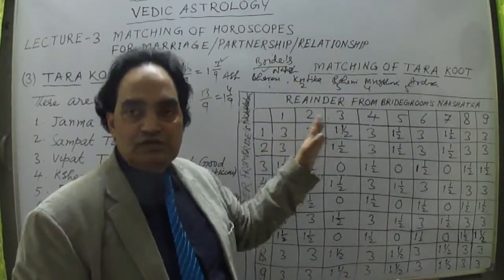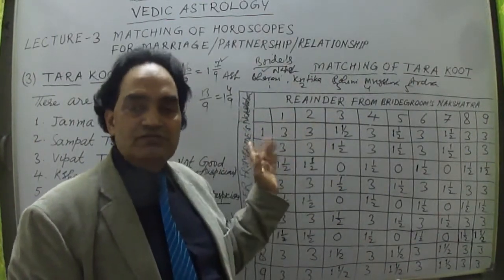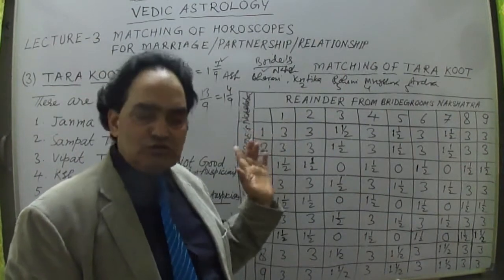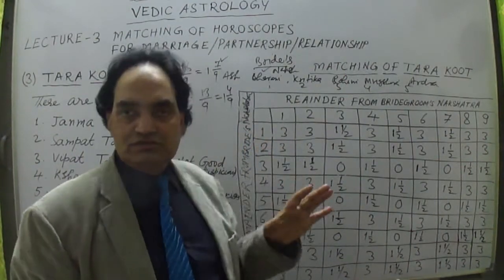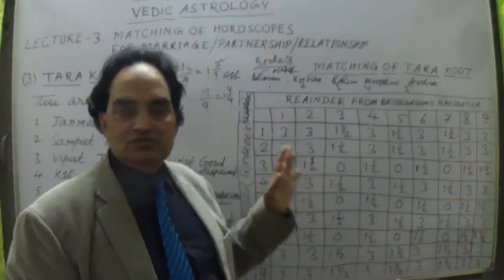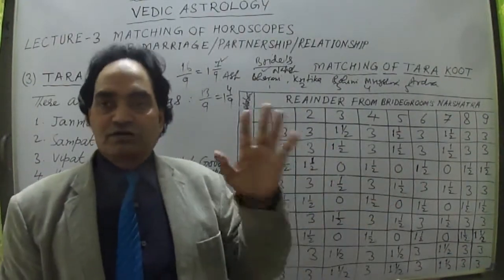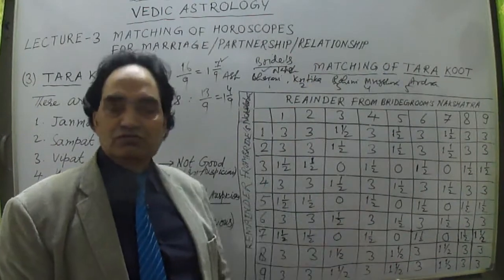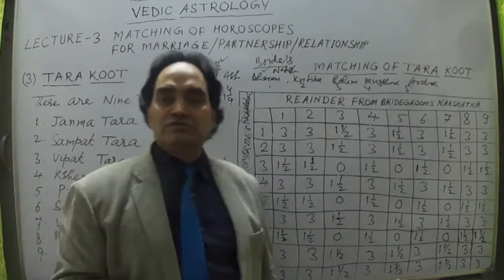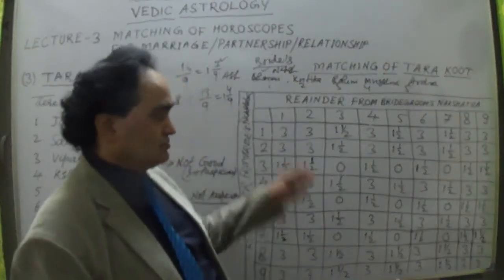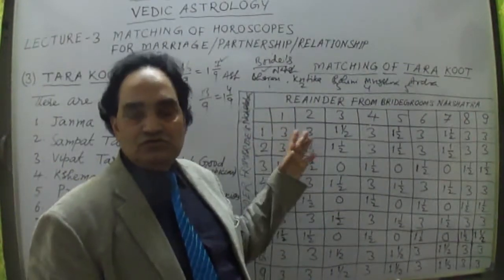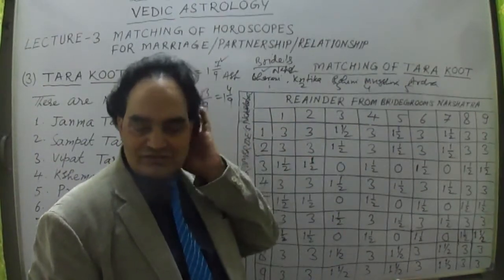1 and 3, 3 is malefic and 1 is benefic, so 1.5 marks. Both are malefic, 0 marks. Both are benefic, 3 marks or 3 points. One benefic, one malefic, 1.5 marks. This is the simple calculation of this table. Okay, this is how this table is framed, right? So the table formation, the calculation of these Taras, this is the process.